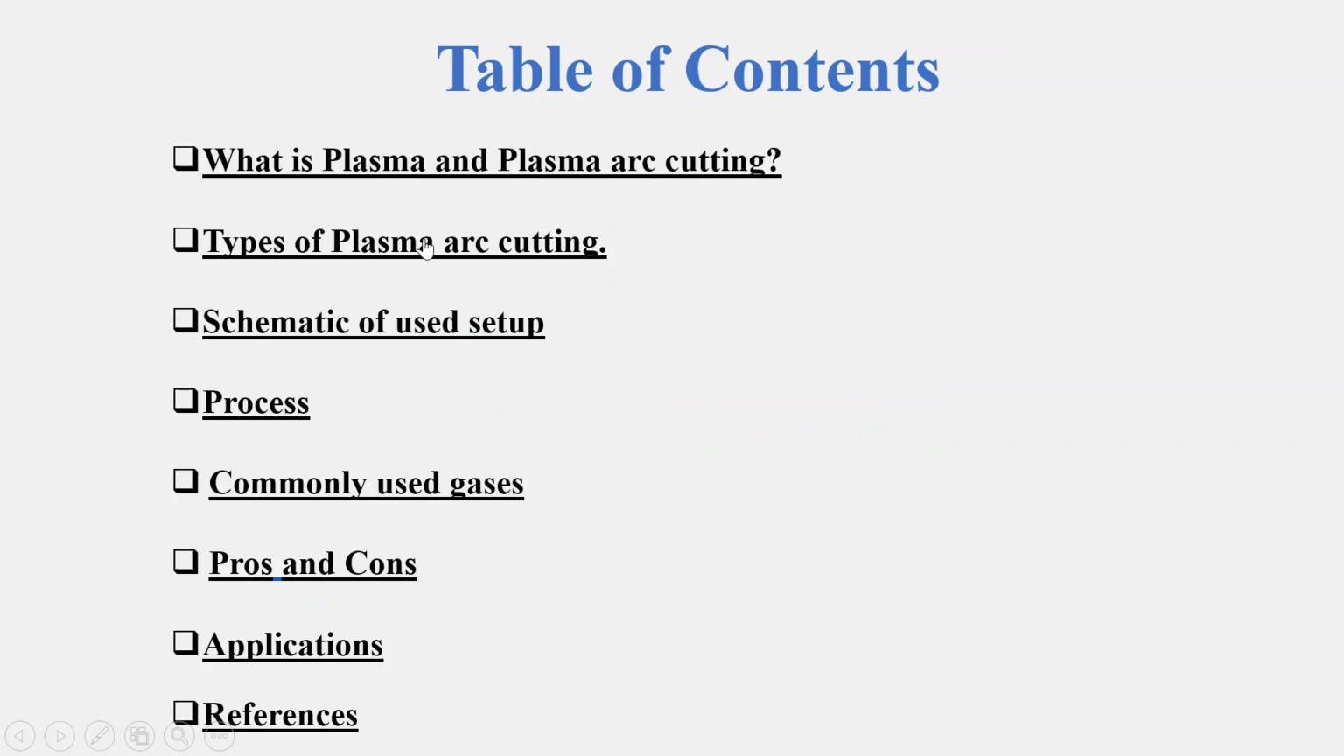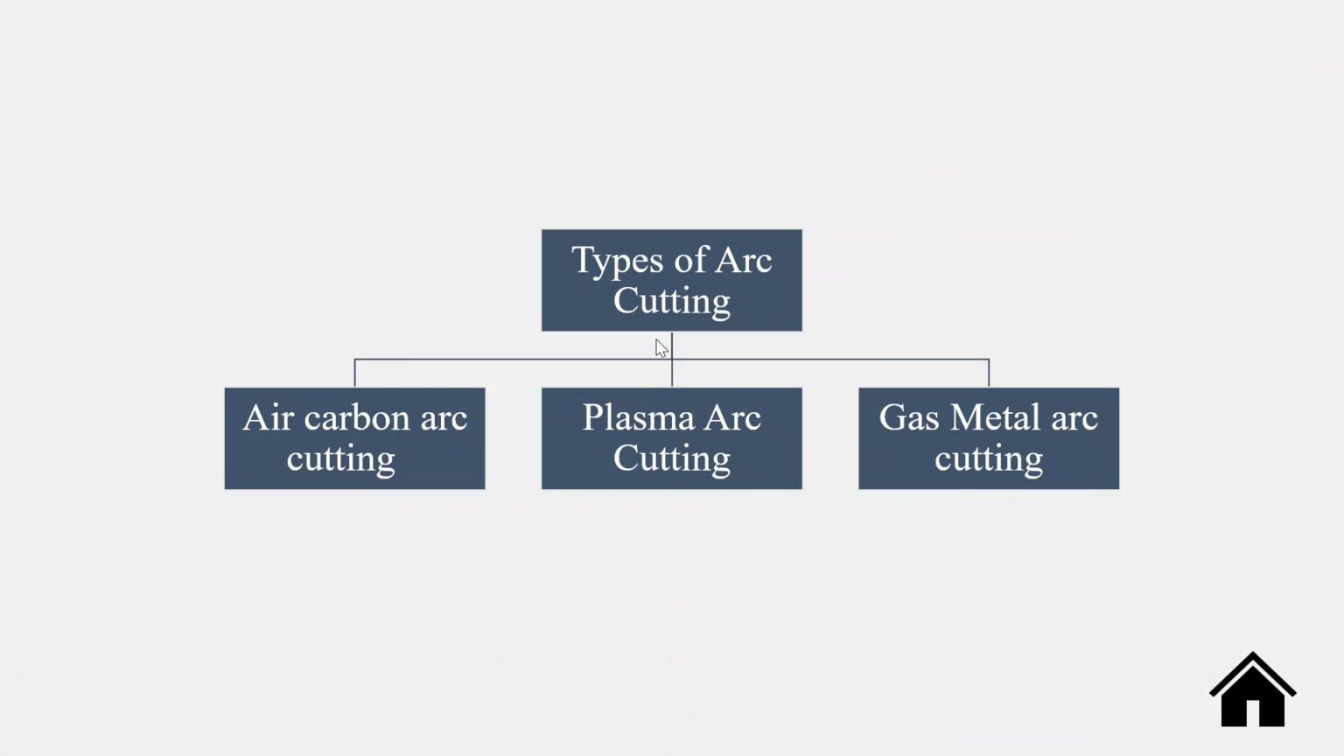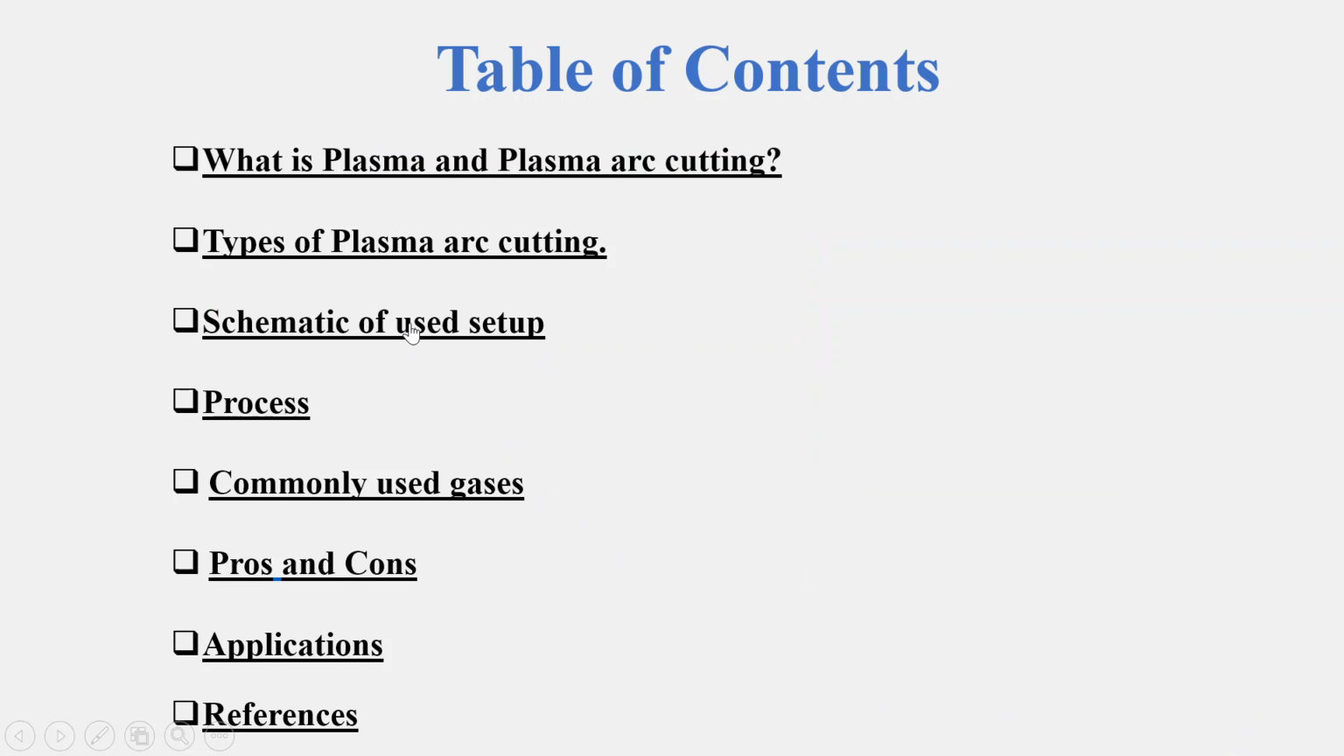So moving on, here we have types of plasma arc cutting. Although there are numerous types of plasma arc cutting, and this list is by no means exhaustive, we can add as many types as we want, but here we have listed only three basic types that are more commonly used as compared to other types. And here our focus would definitely be on plasma arc cutting. We'll see how this process is carried out in the next slide.